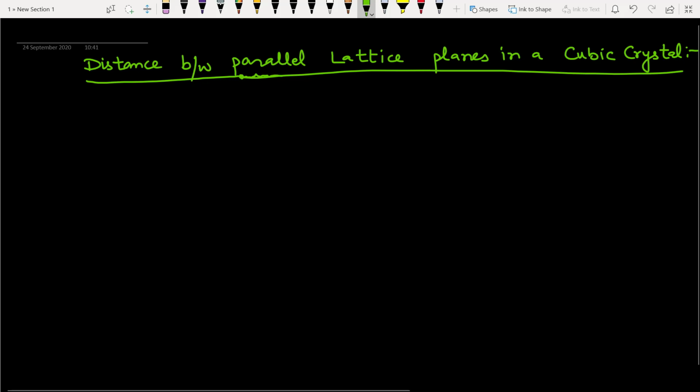So hello dear students, in the previous lectures, especially the two lectures, we have studied about Miller indices. So continuing the third part of Miller indices, today we will study about distance between parallel lattice planes in a cubic crystal. For this we assume two parallel planes in a cubic crystal.